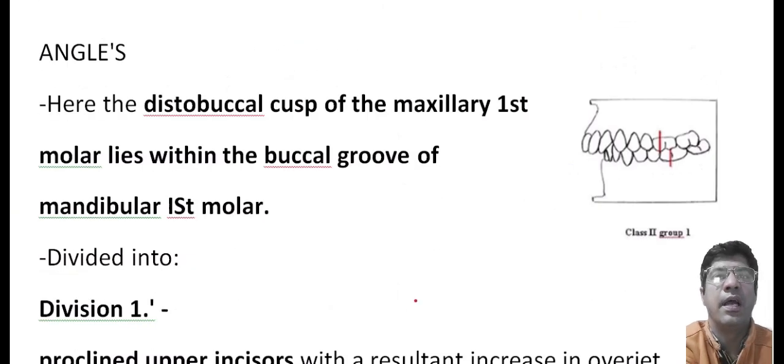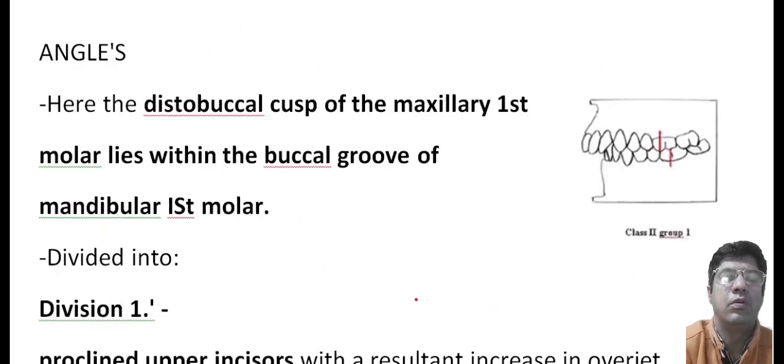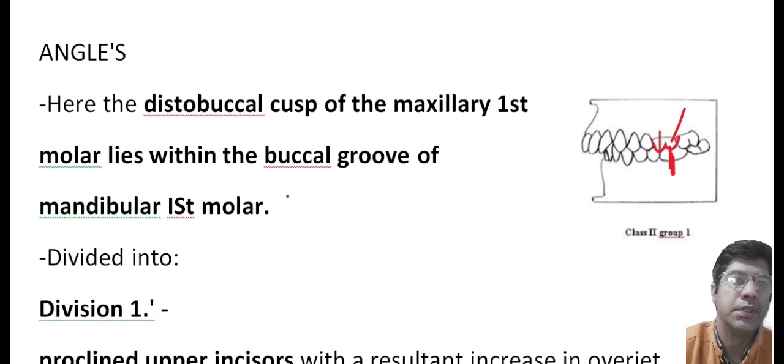Other is the angle class 2 malocclusion. So here, this one is the mesiobuccal cusp and this one is the distobuccal cusp. The distobuccal cusp lies within the buccal groove of the mandibular first molar. That's the angle class 2 malocclusion.